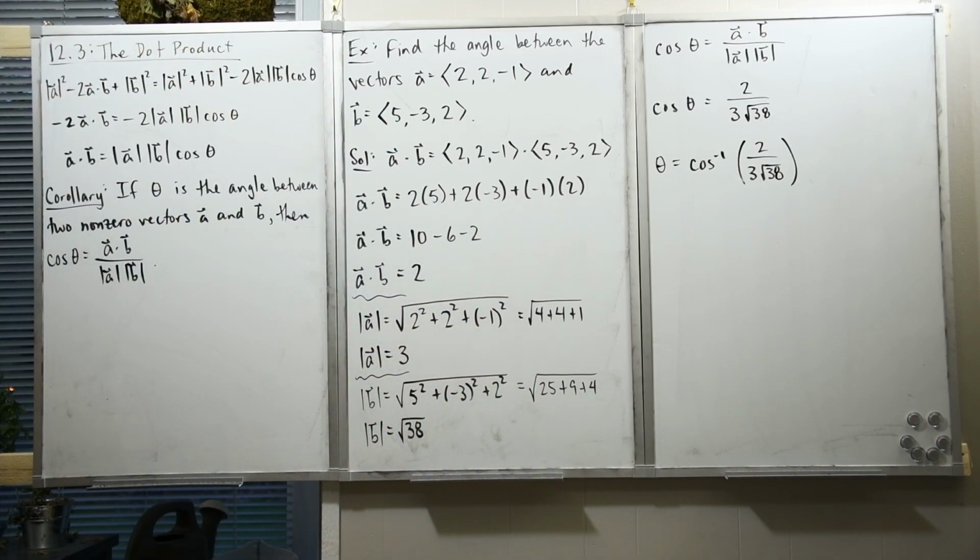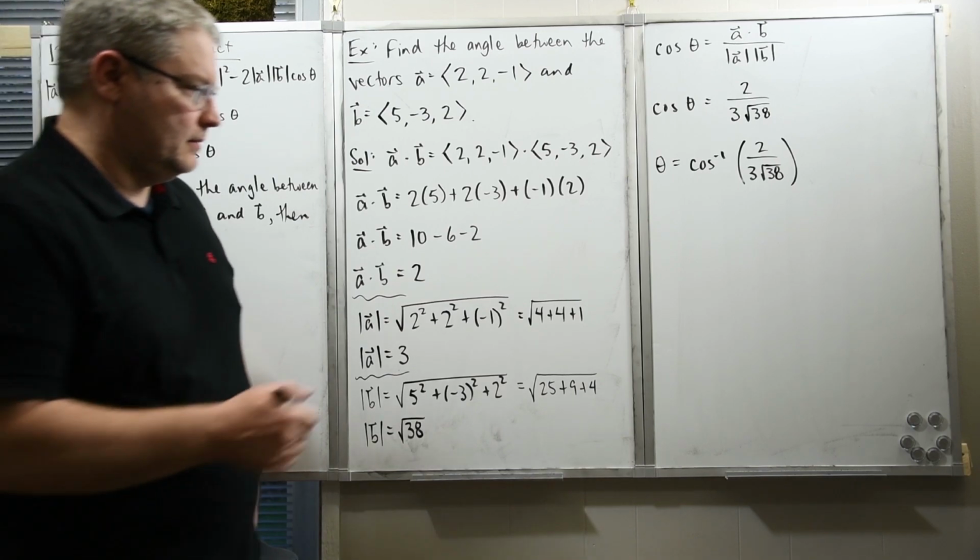And this would be a pretty good thing for your calculator to figure out. Make sure that if you want radians, you're in radian mode. If you want degrees, make sure you're in degree mode. But in degrees, you would have theta as approximately 84 degrees.